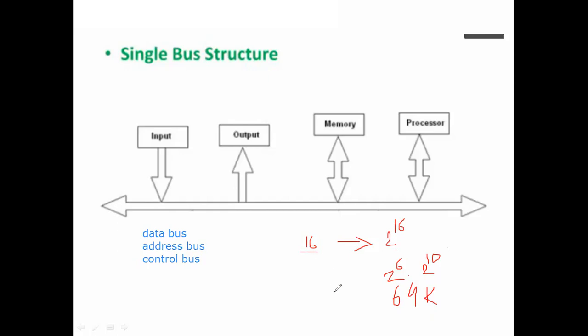Suppose the processor has 20 address lines. How many memory locations are there? 2 power 20 memory locations. 2 power 20 will be taken as 2 power 10 into 2 power 10.